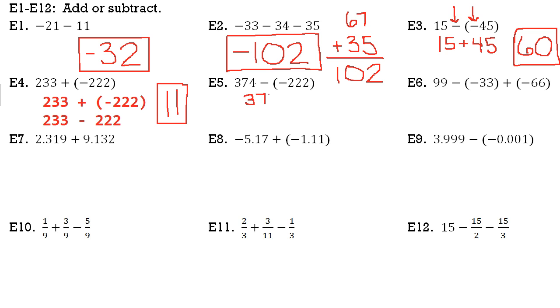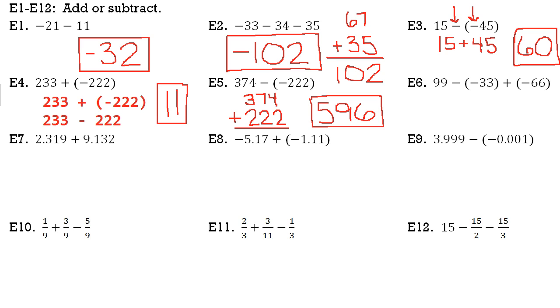All right, example number 5, we've got 374, we've got 222. Once again, you're talking about two negatives. 374 minus something that's already negative to begin with. That means the negatives are going to go away when it's all said and done. We are just going to add. So that looks to me like we've got 596.